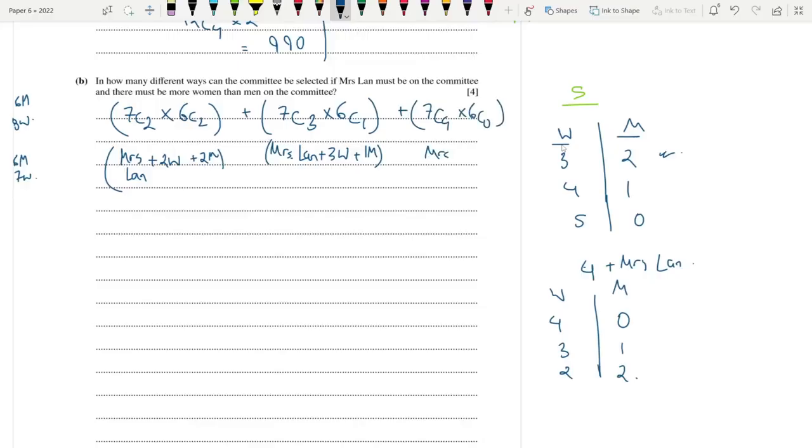This is just Mrs. Land plus 4 women, okay. So we get 315 plus 210 plus 35, okay, which gives us an answer of 560.